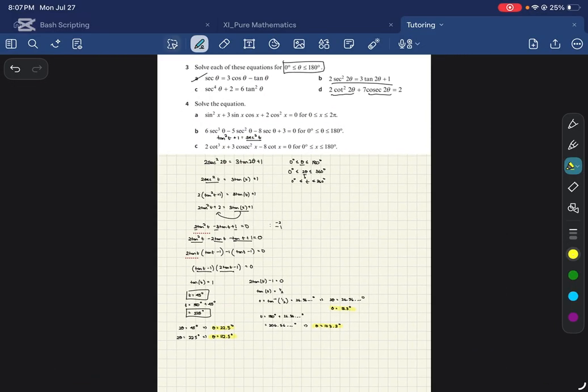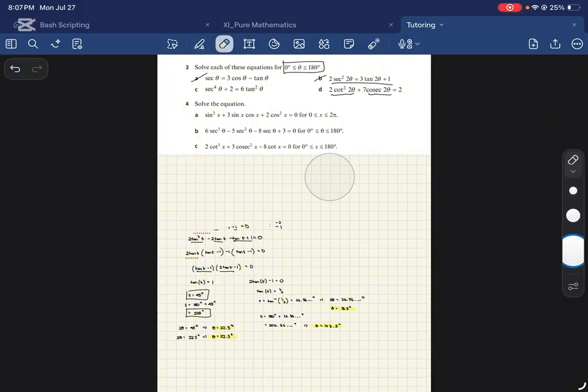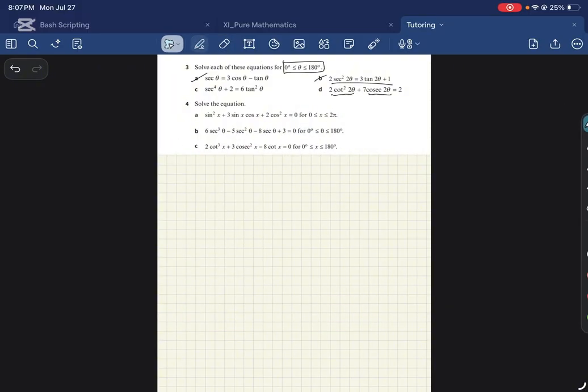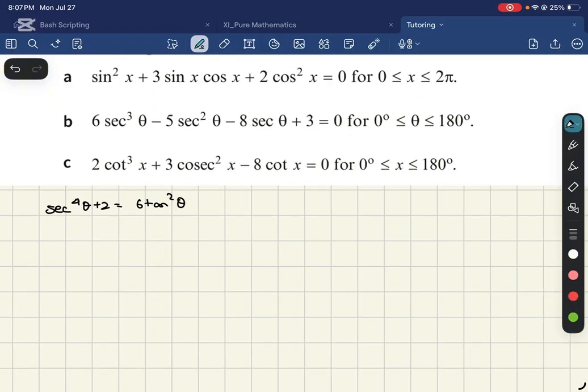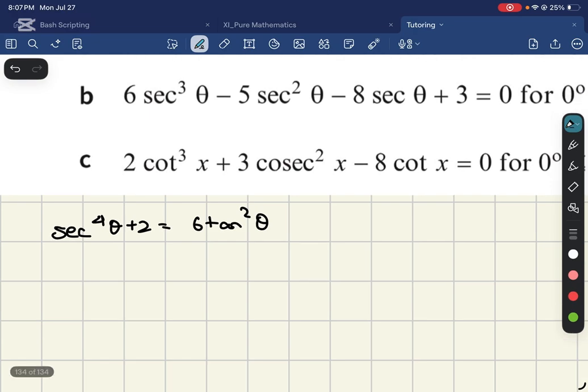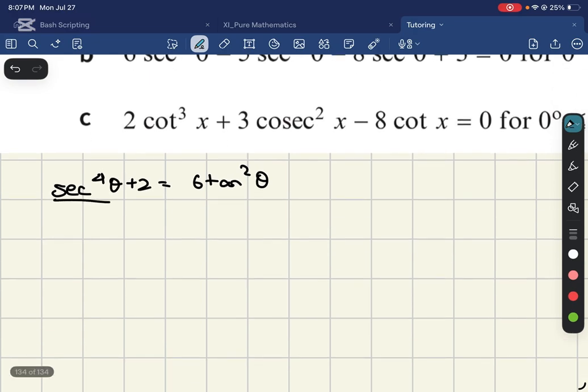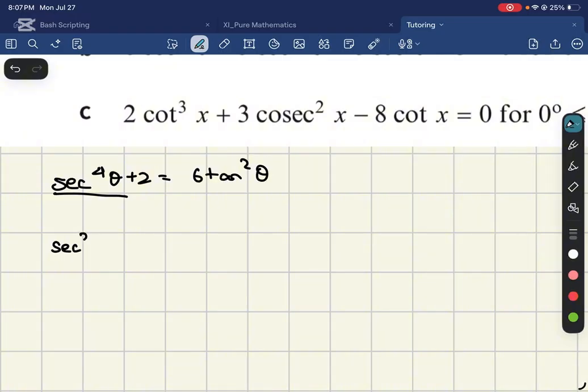So that we are done with part B. Let's do part C. Part C is this expression. Secant 4 theta plus 2 is 6 tan squared theta. So I know that, hey, this expression here, I can write it as secant squared theta squared plus 2 is equal to 6 tan squared theta.